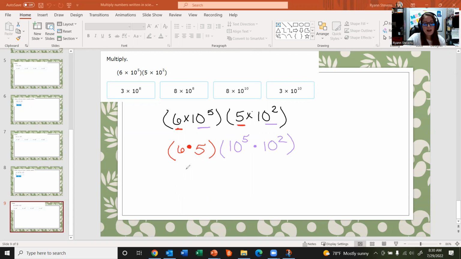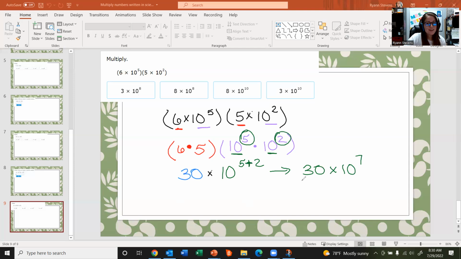So then 6 times 5 is going to give us 30. And then times 10 to the 5th. And then since the bases are the same, we're going to take these exponents and add them together. So we're going to say 5 plus 2. And that's going to give us an answer of 30 times 10 to the 7th power.